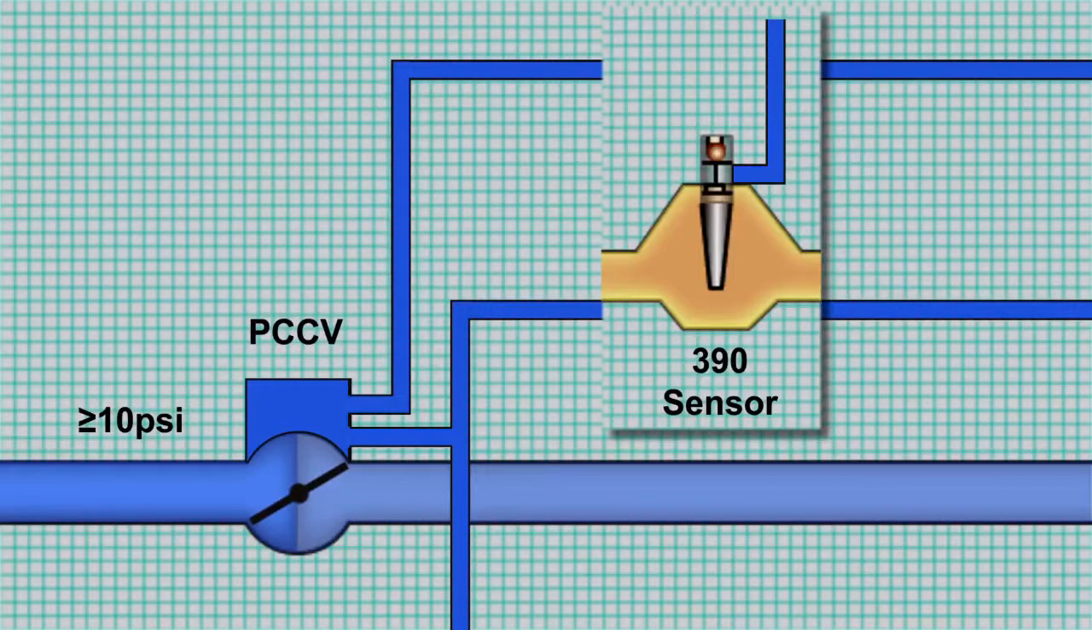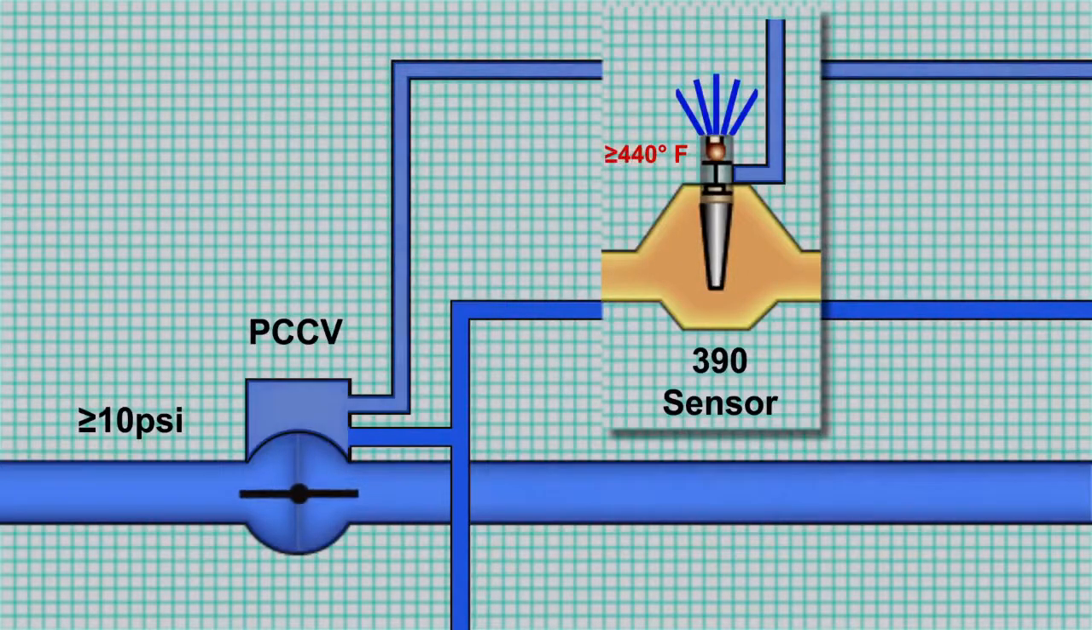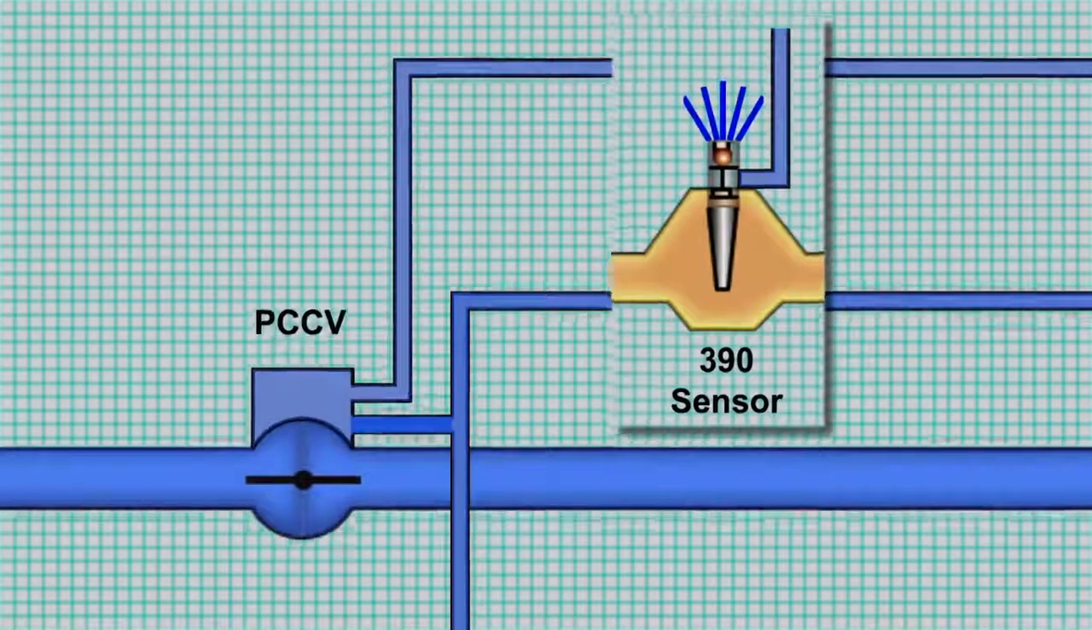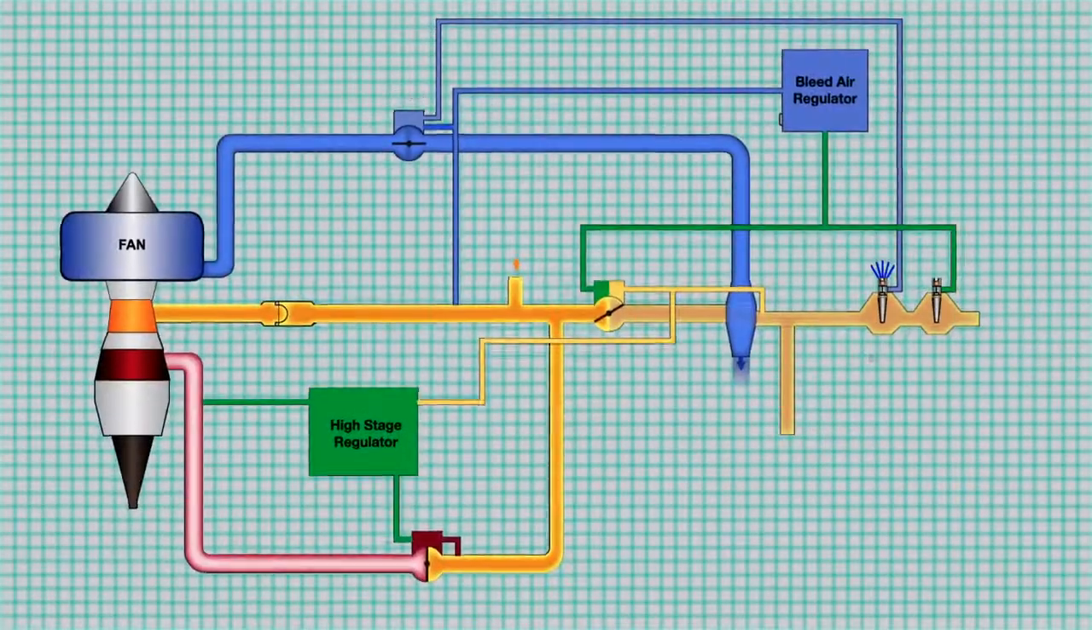As engine speed increases, so does the bleed air temperature. When bleed air temperature reaches 390 degrees Fahrenheit, the 390 sensor begins to open, reducing control air pressure. This causes the PCCV to open. When the bleed air temperature reaches 440 degrees Fahrenheit, the sensor will be fully open, causing the PCCV to be fully open. As conditions change, the sensor will change the amount of control air vented, and the PCCV will open or close as needed. If the PCCV cannot provide enough cooling air, the system can also use the PRSOV to control temperature.